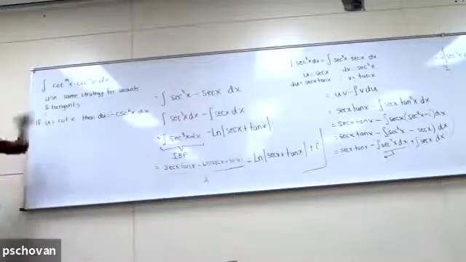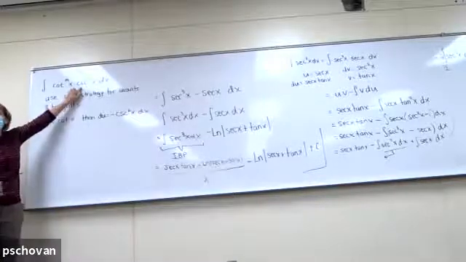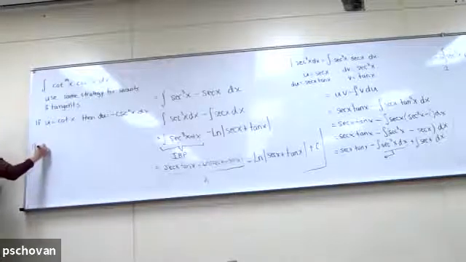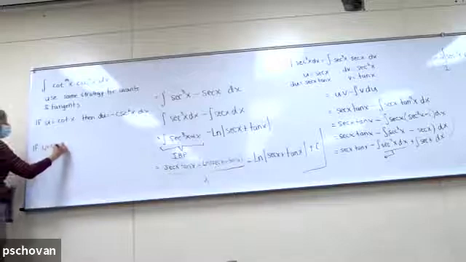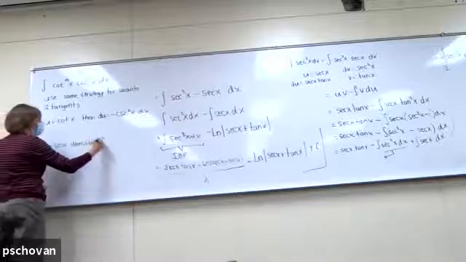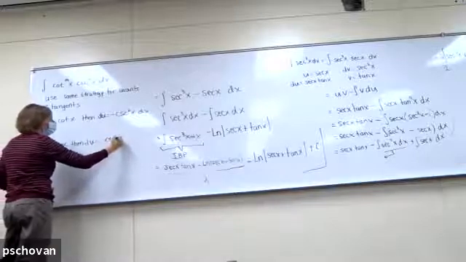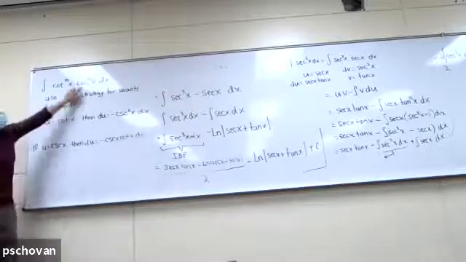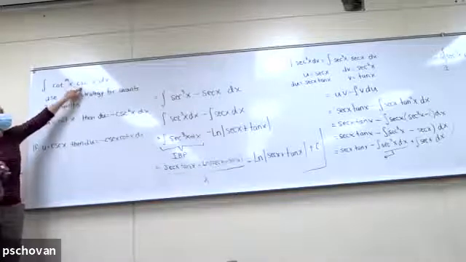So if you've got an even power here, pull out a cosecant squared. If u is a cosecant, then du is minus cosecant of x cotangent of x. So if you've got an odd power here, pull out a cosecant cotangent.